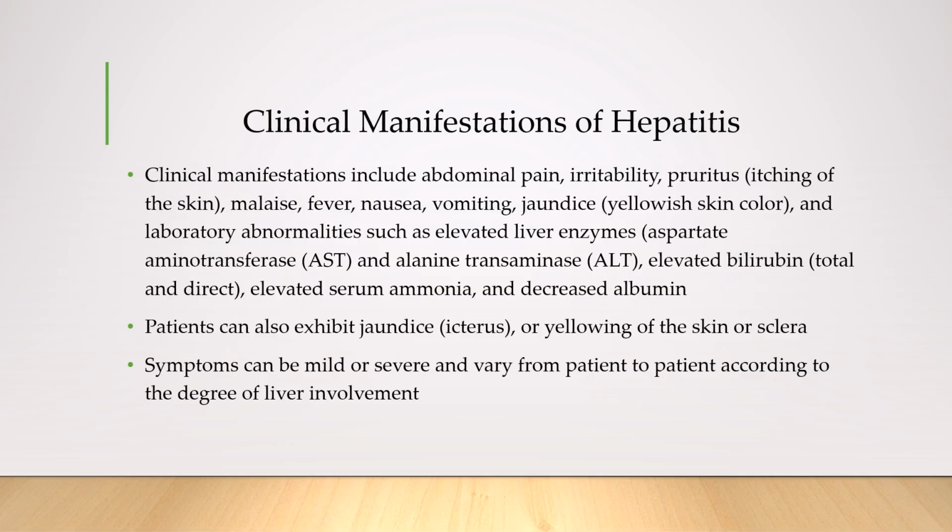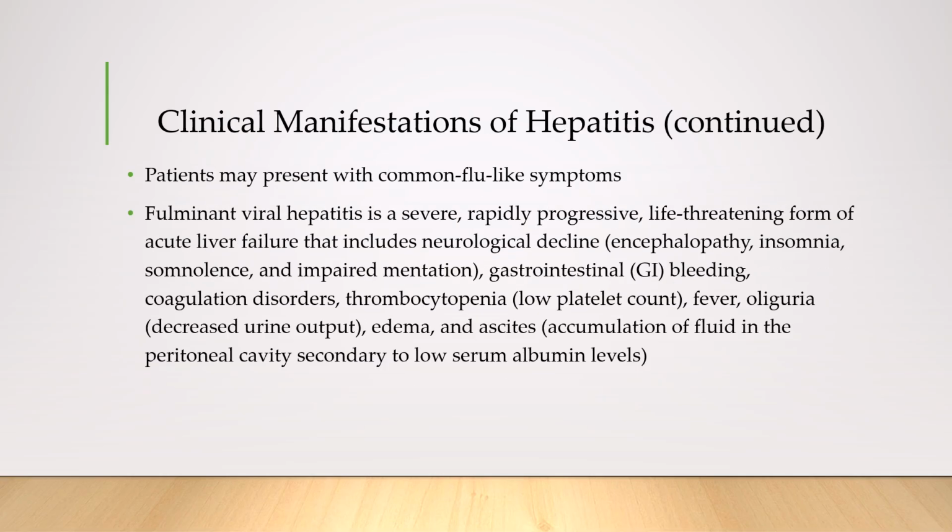Patients can also exhibit jaundice or yellowing of the skin or sclera. Symptoms can be mild or severe and vary from patient to patient according to the degree of liver involvement. Patients may present with common flu like symptoms. And then there is something called fulminant viral hepatitis.